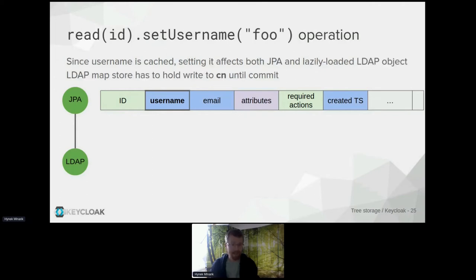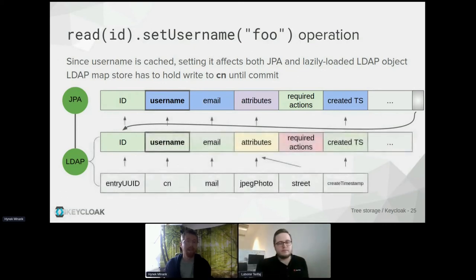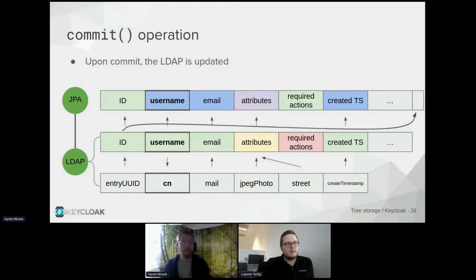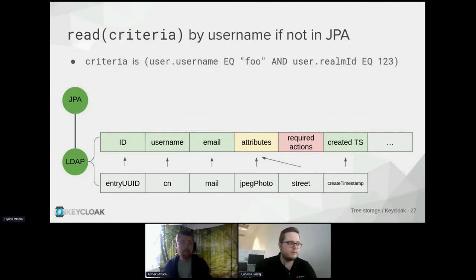If a setter is called, though, then we know that while this is cached, it needs to ultimately change in LDAP. So we lazy load this LDAP object and then change the username there. We don't change it in the LDAP itself. That's related to the transaction properties that you asked about earlier. But upon commit, we write it through into LDAP.